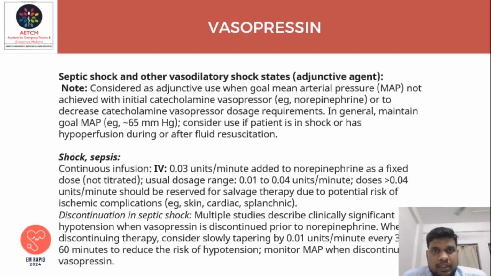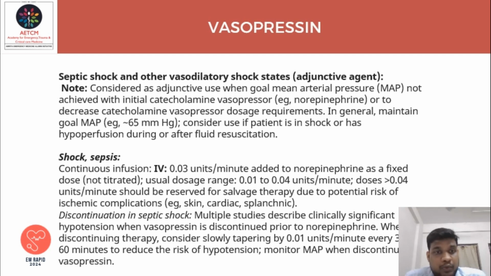Coming to the indication, vasopressin we can use in septic shock and other vasodilatory shock states. It is considered as adjunctive use when goal mean arterial pressure is not achieved with initial catecholamine vasopressors, or to decrease the catecholamine vasopressor dosage requirement. In general, maintain a goal MAP of 65 millimeters of mercury. Consider use if the patient is in shock with hypoperfusion during or after fluid resuscitation.